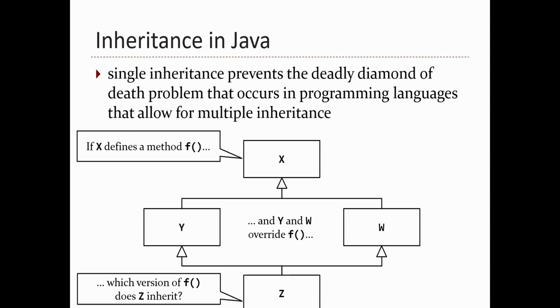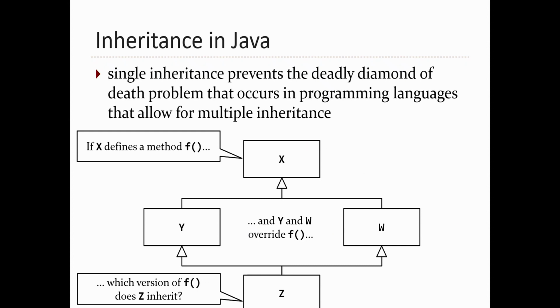Some other object-oriented programming languages allow what's called multiple inheritance. So a class is allowed to inherit from more than one class. So this is not Java. This would be a language like, for example, C++. Here we've got a subclass Z. Z is allowed to inherit from more than one superclass. So here Z inherits from Y and W. Now here Y and W both inherit from X.